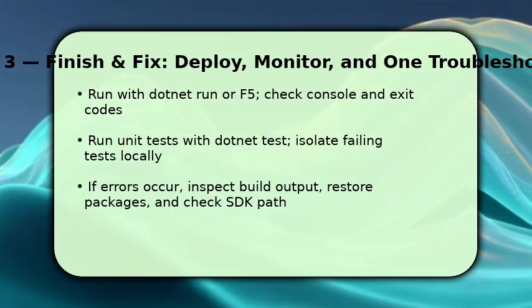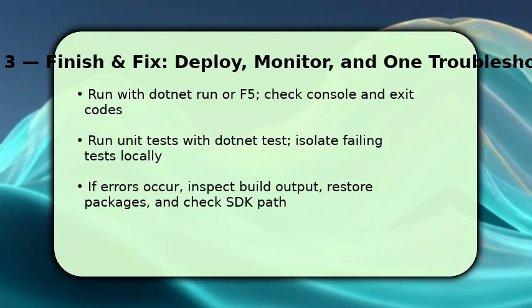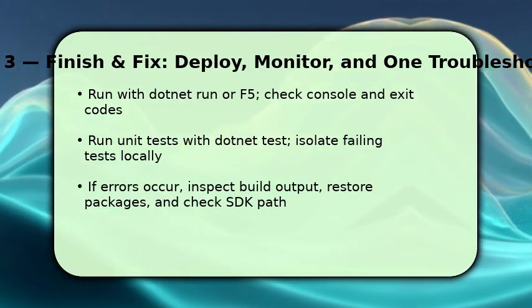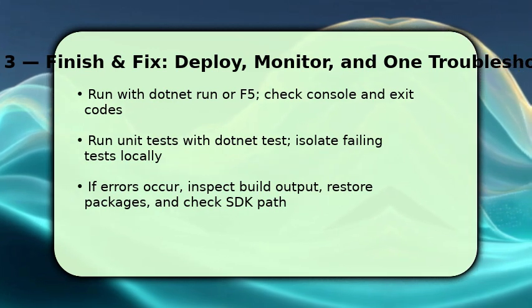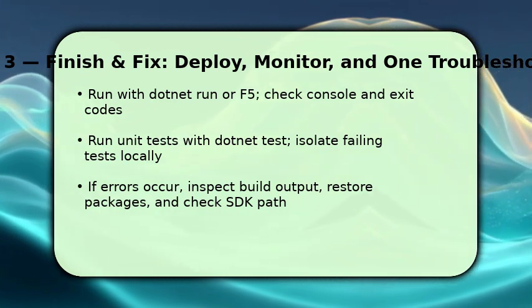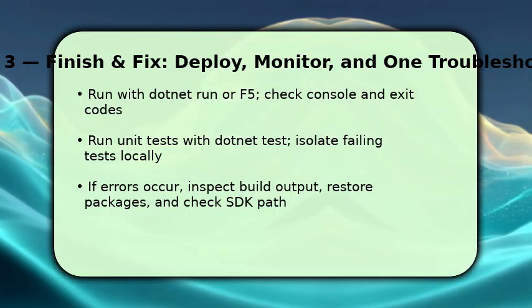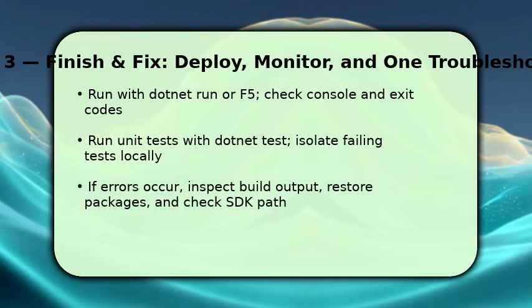If something goes wrong, inspect the problems and terminal panels for build output. Make sure dotnet restore completed, and verify the SDK path used by Code matches dotnet --info. One key troubleshooting tip. If breakpoints are skipped, rebuild with debug configuration and clear old bin.